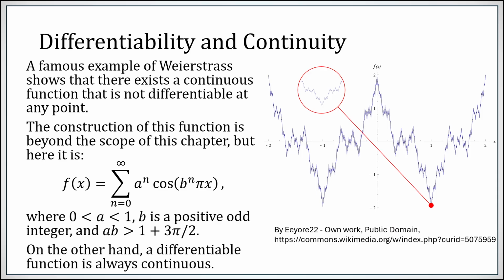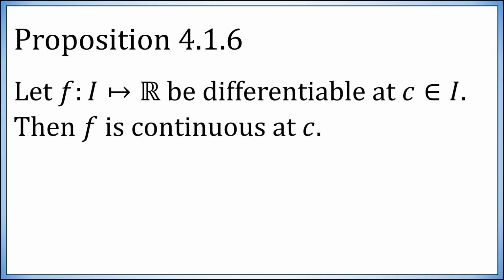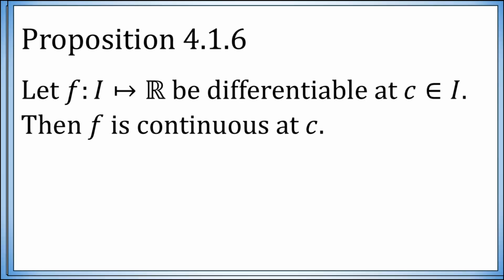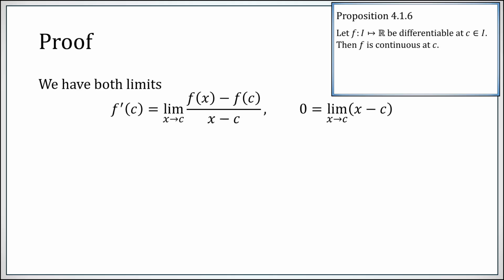Okay. On the other hand, the reverse can't be done. If a function has a derivative, it must be continuous. So let's prove that. Suppose you have a function and it is differentiable at a point, then it must be continuous at that point. Okay, the proof is not terribly long. So we have the following limit.